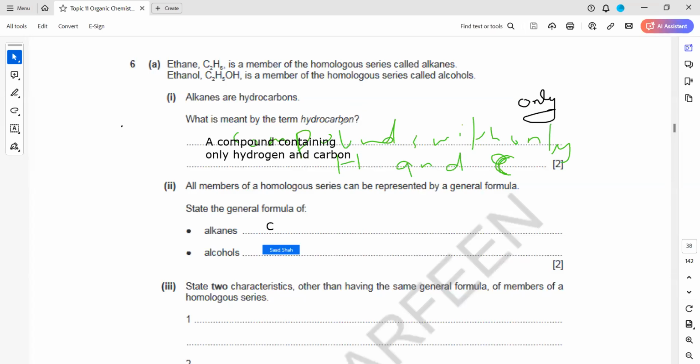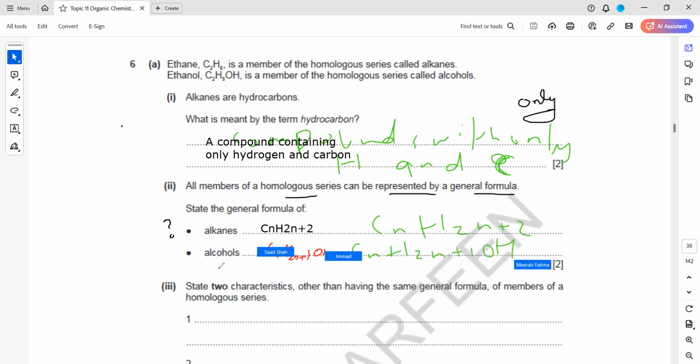So hydrocarbons are the ones which contain carbon and hydrogen. All members of the homologous series can be represented by a general formula. What is the general formula for alkanes? CnH2n+2, meaning the number of hydrogens is twice the carbons plus 2. And for alcohols, CnH2n+1OH, that is also fine.